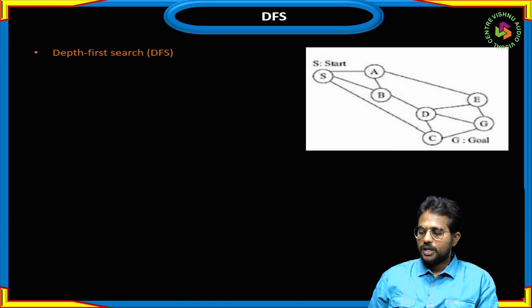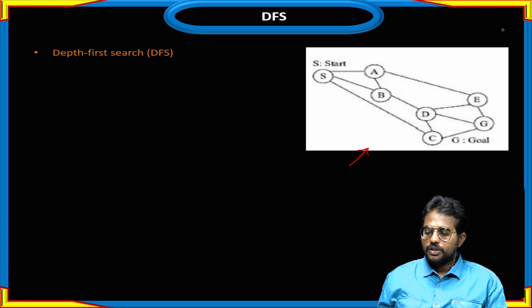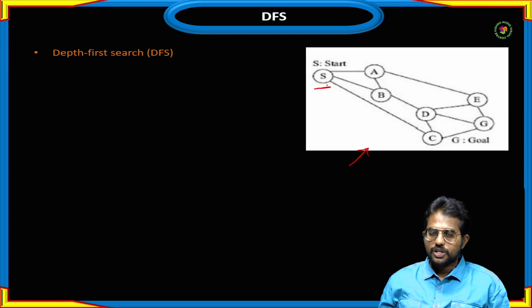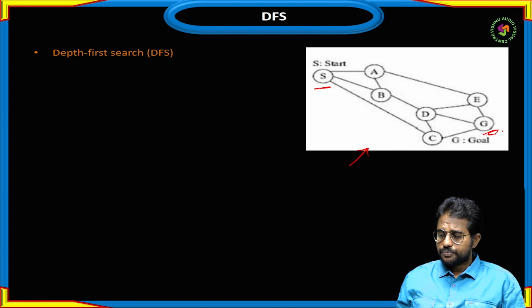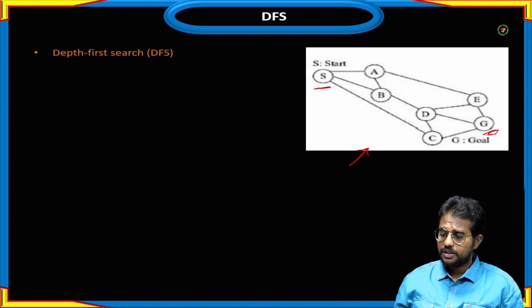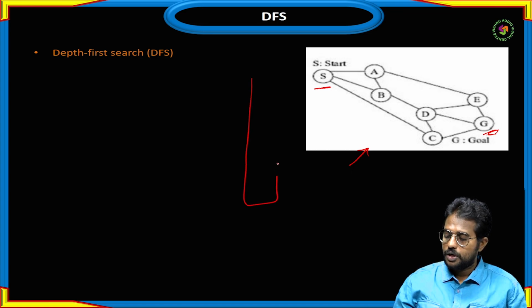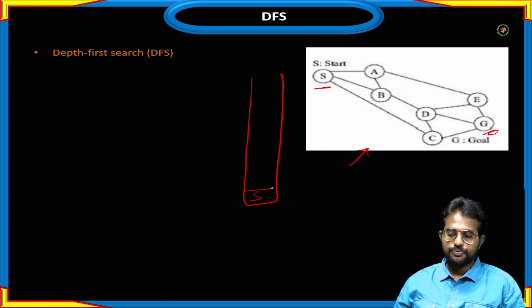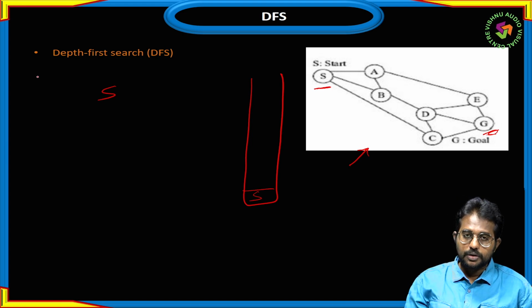For example, this is a tiny search problem. This is the graph we have been given. In this graph, S is the starting node and G is the goal node. First, the initialization condition: the stack will initially contain the starting node, that is S. The search tree will be like this.